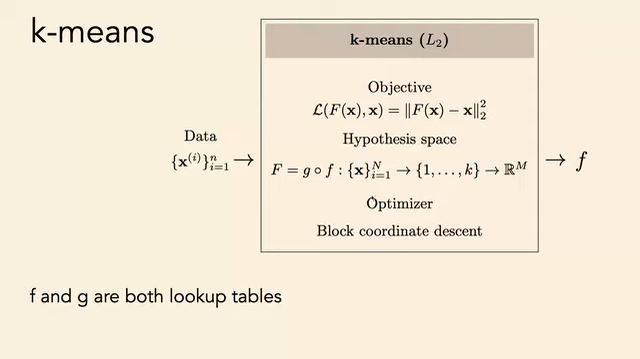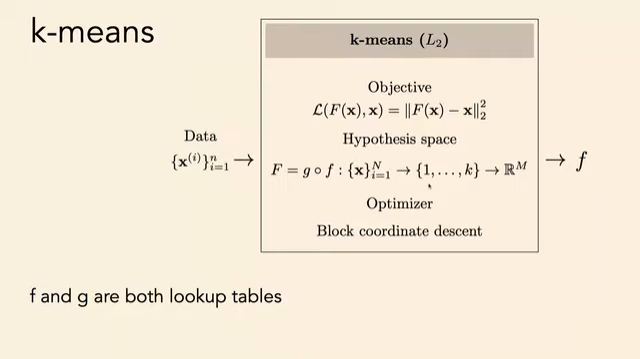K-means, this hypothesis space is not differentiable. It has some structure that can be exploited. So we optimize it with a different algorithm than SGD. And that's where you might have encountered the expectation maximization method for doing k-means and so forth. That's just because this problem has some special structure. Okay.